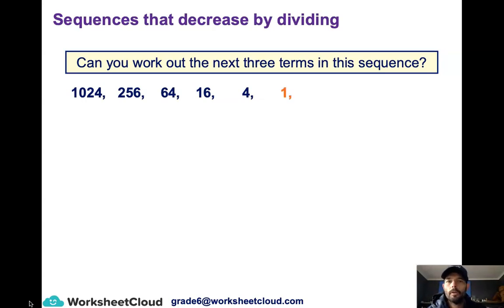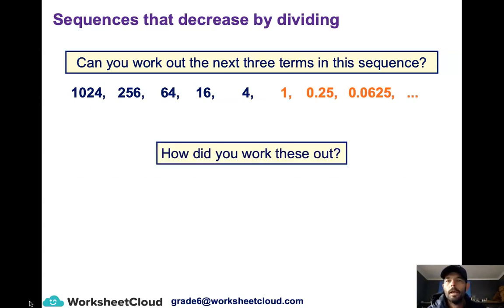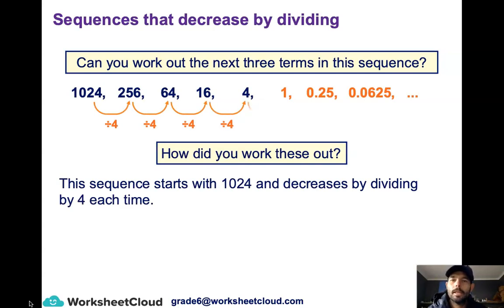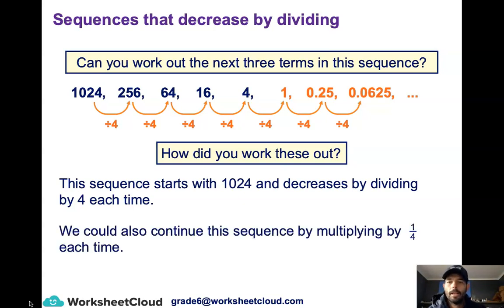And you would be quite correct in thinking that we are decreasing by dividing by 4. All right. And there you can see the division of 4 each time. And you're more than welcome to go and work those out. But yeah, we divide by 4 each time. So sequences can change by adding, subtracting, multiplying, and dividing.